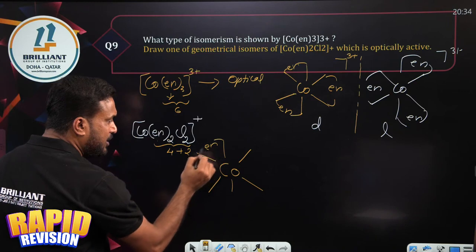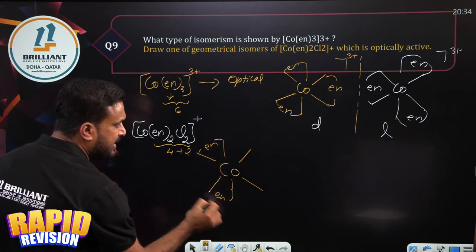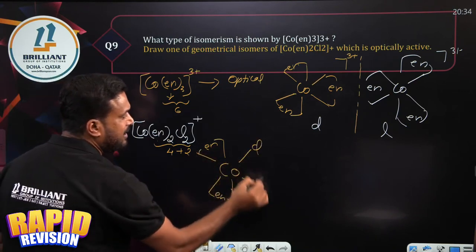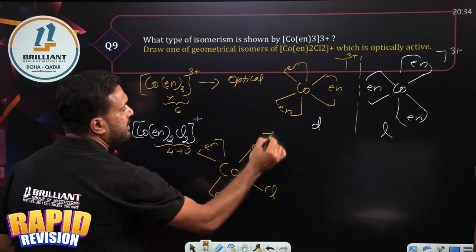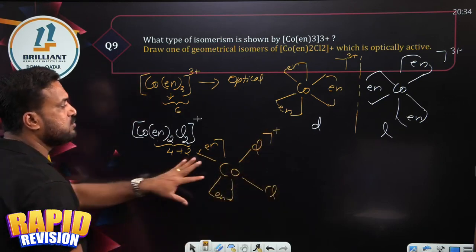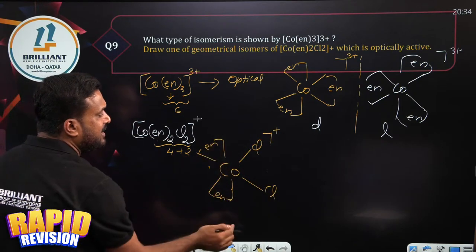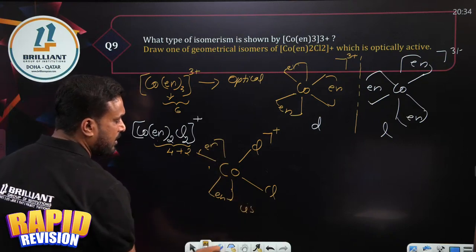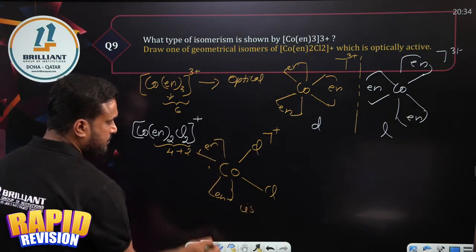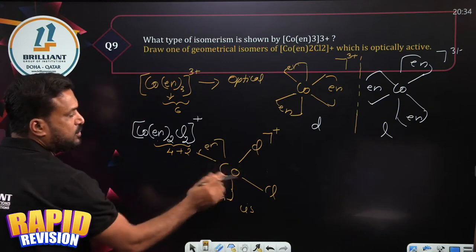I'll keep 1 en over here and 1 en over here. It's didentate, so we will connect like this. 1 Cl I'll keep, 1 Cl I'll keep. Anyway, the coordination sphere charge is plus. Cl, Cl same side, en, en same side. This is the cis isomer. They did not ask to write it, but I drew this one to understand.